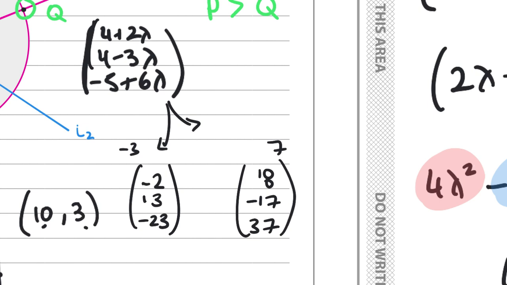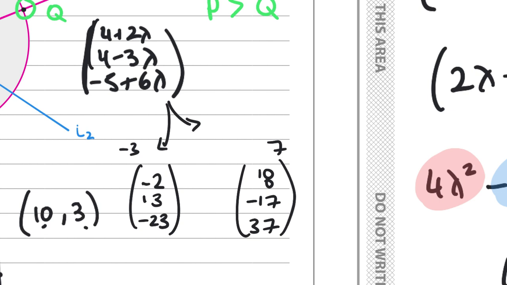Minus 2, check. 4 times minus 3 times minus 3. No, 4 plus 13, yeah. Minus 5 plus 6 times minus 3. Minus 5 times 6 plus 6 times minus 3. Minus 23, okay. And then what we're going to have, 18 minus 17, 37. I think this is all right now.